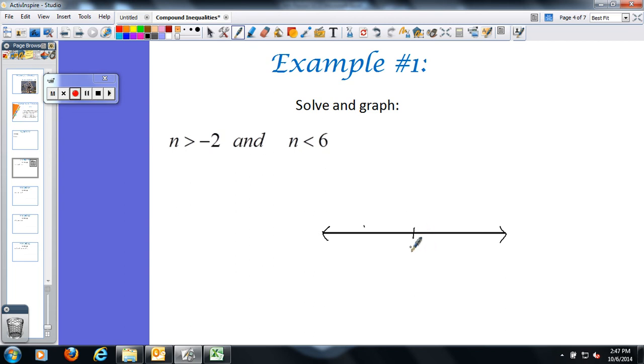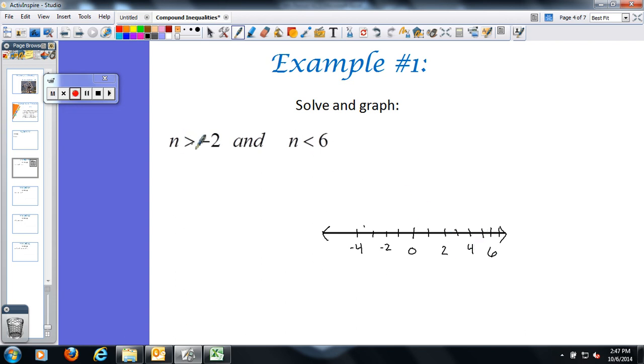So I'm going to put 0 right here. 1, 2, 3, 4, so that's -4. There's -2. 1, 2, 3, 4, 5, 6, 7. So that's 6. And now you're going to graph.